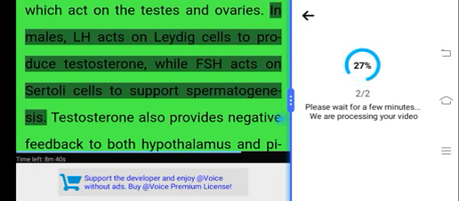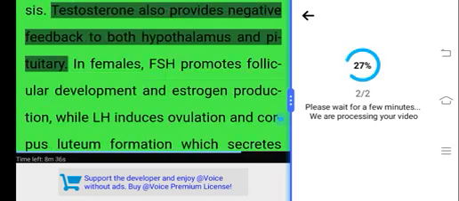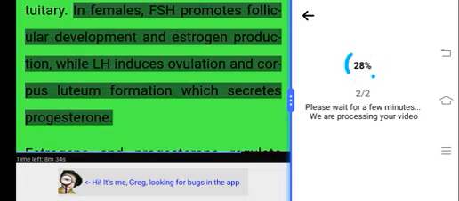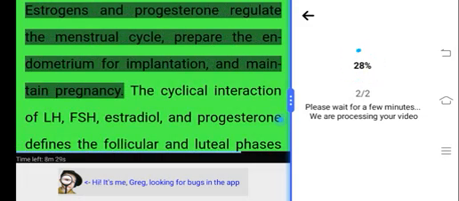In males, LH acts on Leydig cells to produce testosterone, while FSH acts on Sertoli cells to support spermatogenesis. Testosterone also provides negative feedback to both hypothalamus and pituitary. In females, FSH promotes follicular development and estrogen production, while LH induces ovulation and corpus luteum formation, which secretes progesterone. Estrogens and progesterone regulate the menstrual cycle, prepare the endometrium for implantation, and maintain pregnancy.